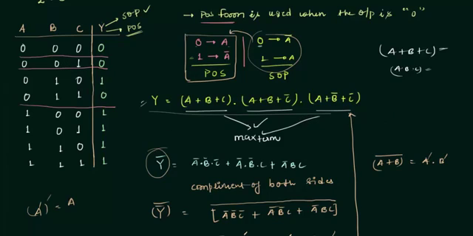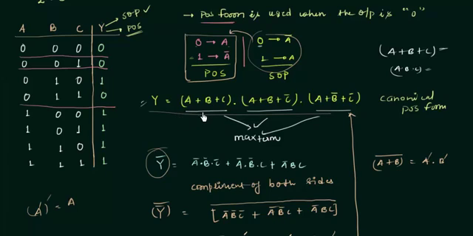Now this POS form written here is the canonical POS form. We also call it standard POS form, and we write it directly from the truth table like we have already done. And in canonical or standard POS form, each max term will have all the variables in normal or complemented form. Here we have 3 max terms, and in each of these max terms we have all the variables in normal or complemented form.